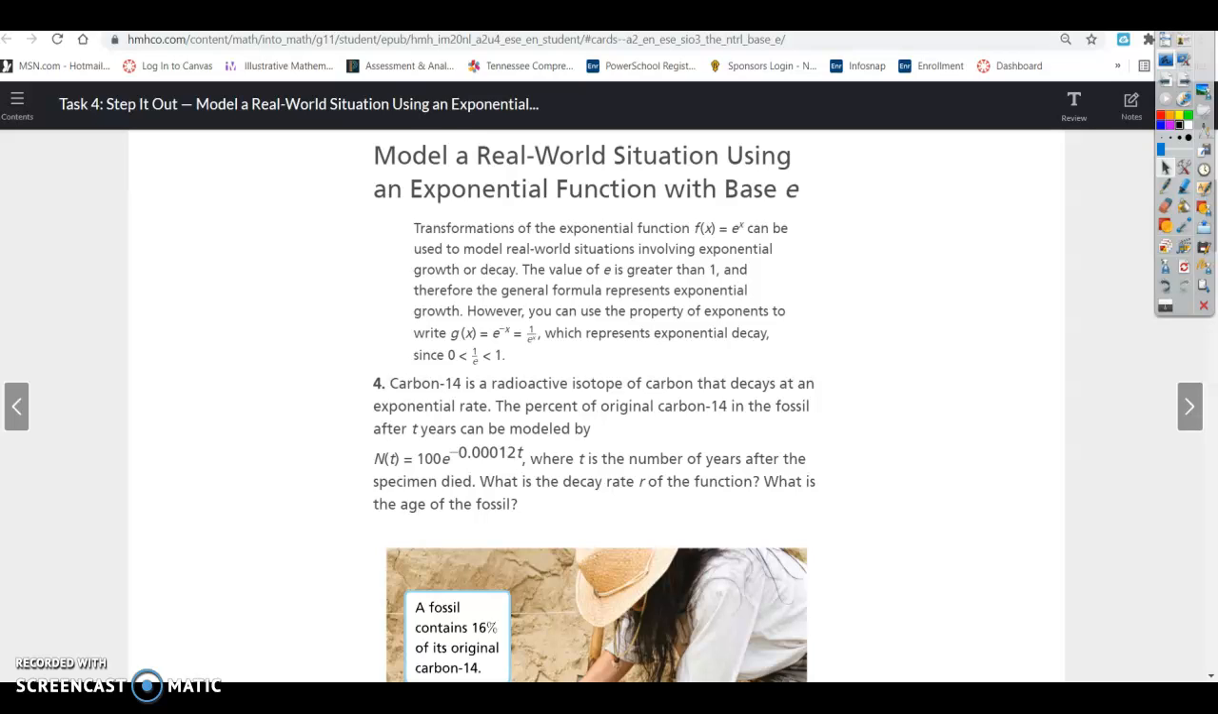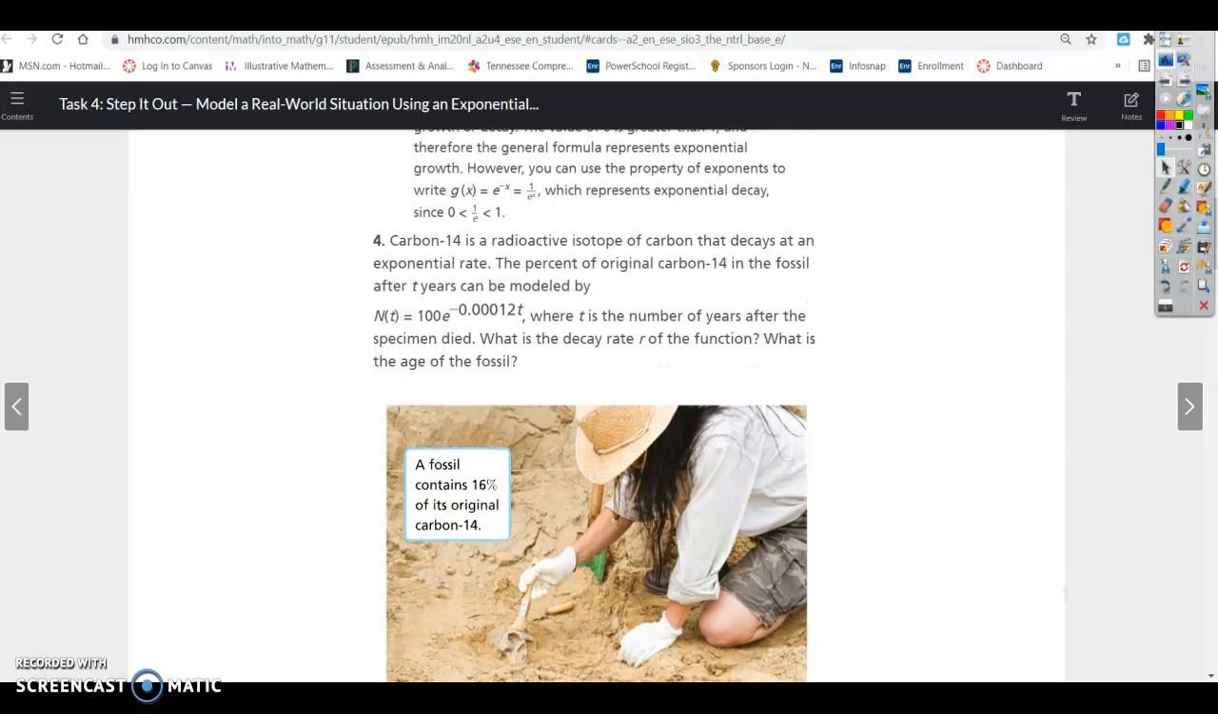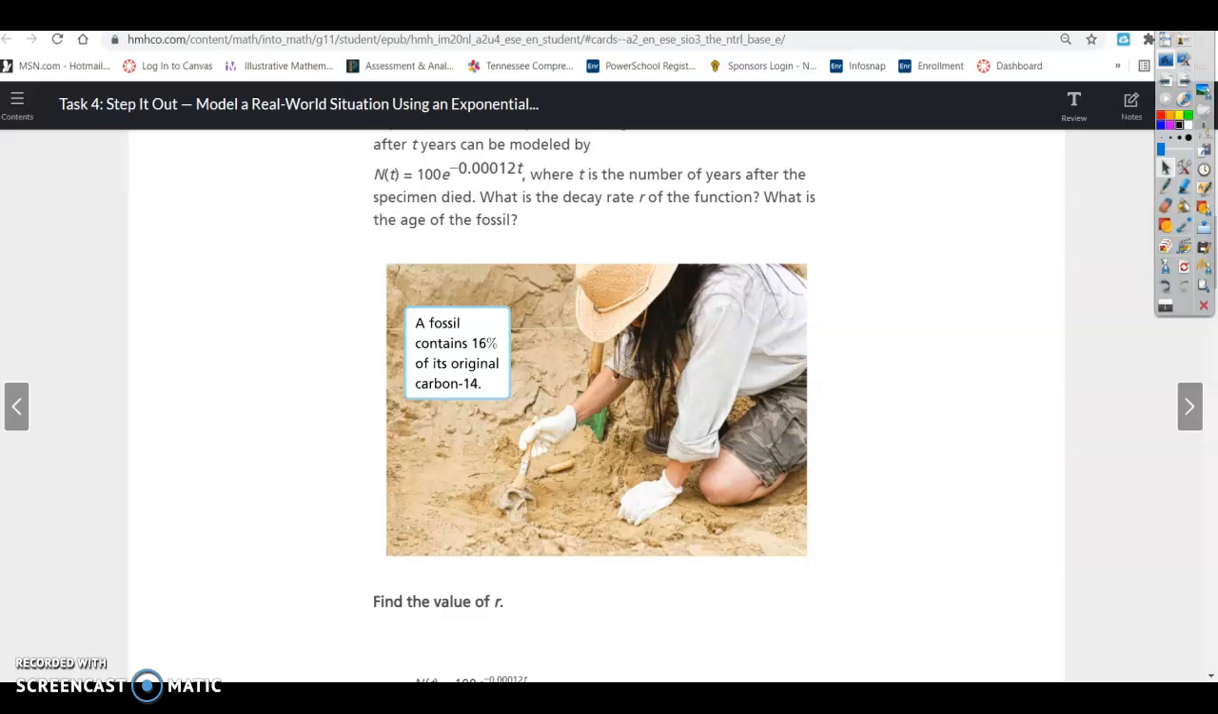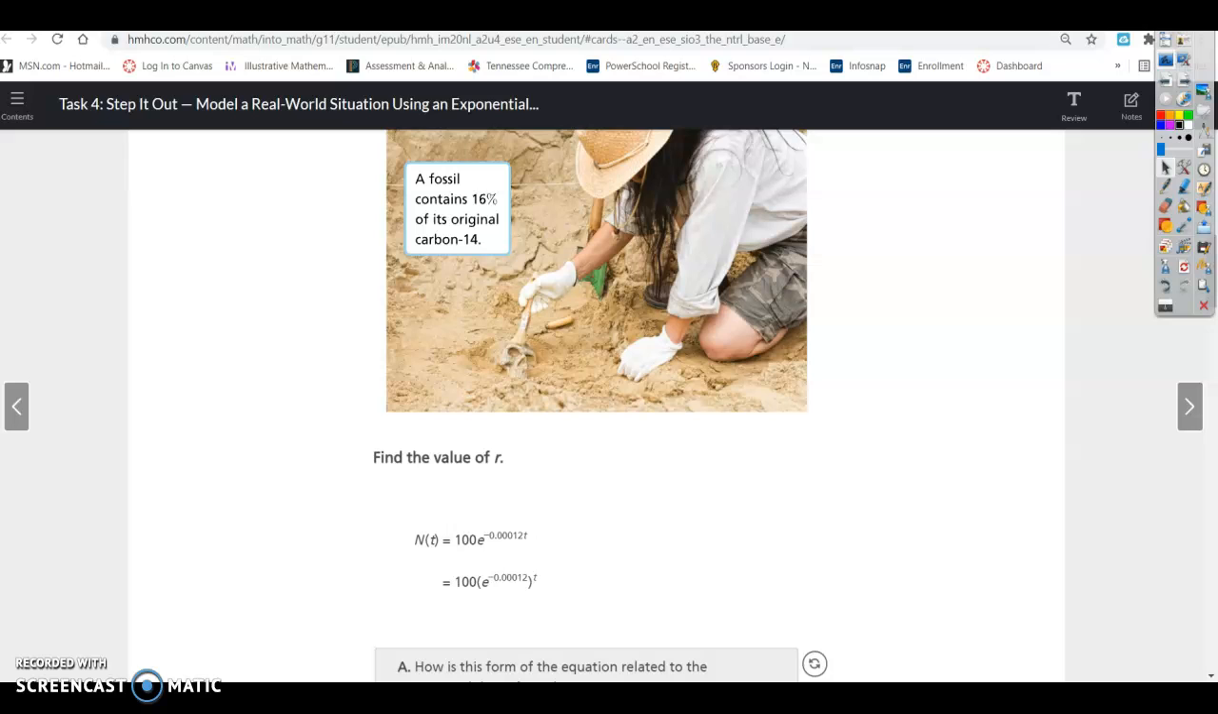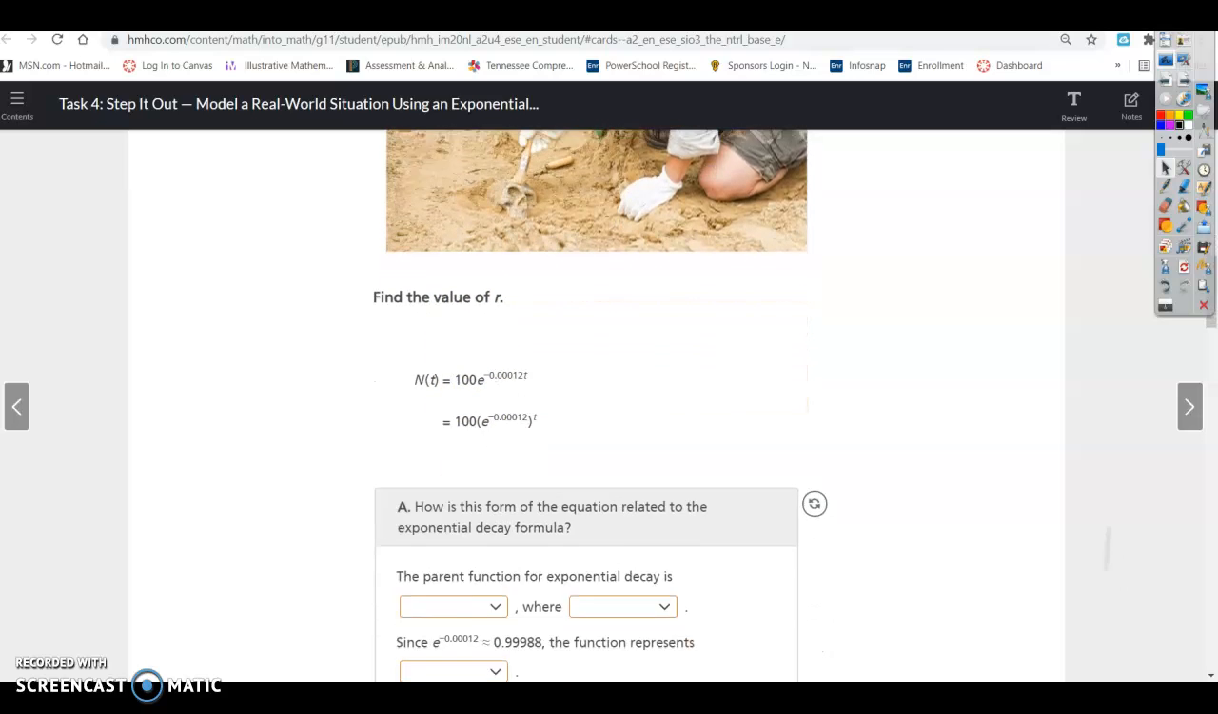The percent of original carbon-14 in a fossil after t years can be modeled by n of t, where t is the number of years after the specimen died. What is the decay rate of the function? What is the age of the fossil? All right, so it says a fossil contains 16% of its original carbon-14. You can see the specimen they're digging up out of the earth right there. They're being very careful with it because they want to make sure they don't damage it when they're bringing it out of the ground.